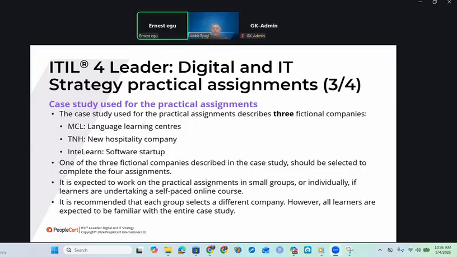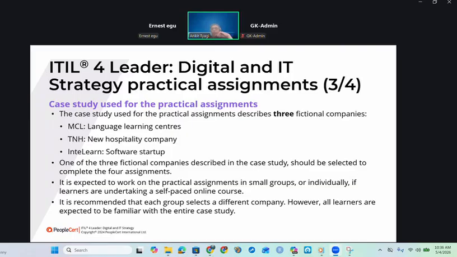It is expected to work on the practical assignment in small groups or individually, if we are taking a self-paced online course or even if we are working in this particular format. It is recommended that each group selects a different company. However, all learners are expected to be familiar with the entire case study.